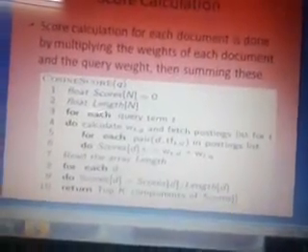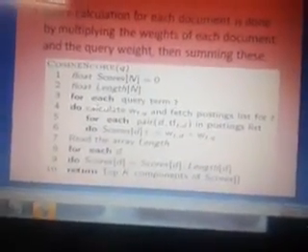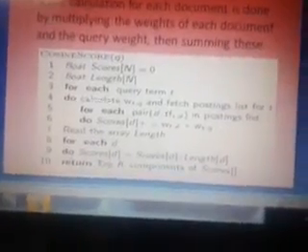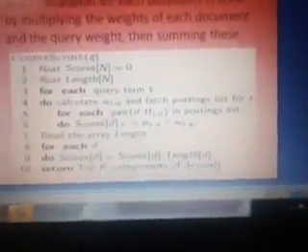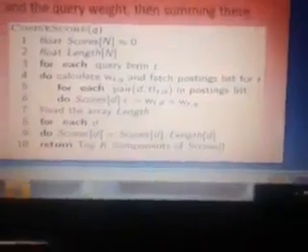Guys, welcome to the second part of our project video. Now I am going to tell you how I have implemented the standard algorithm in my project on the large data set which I talked about earlier.